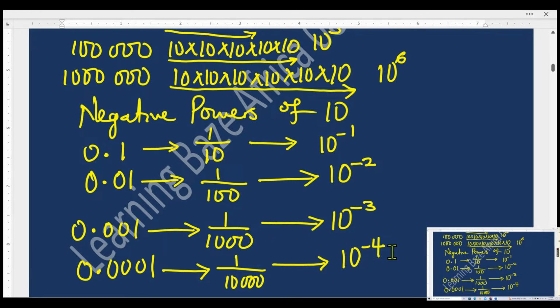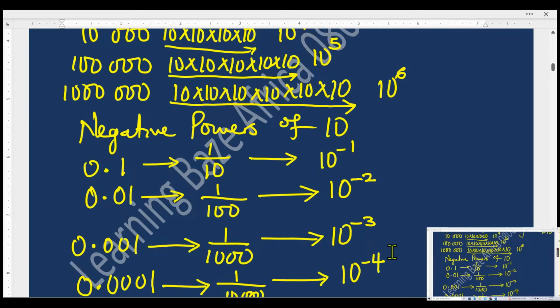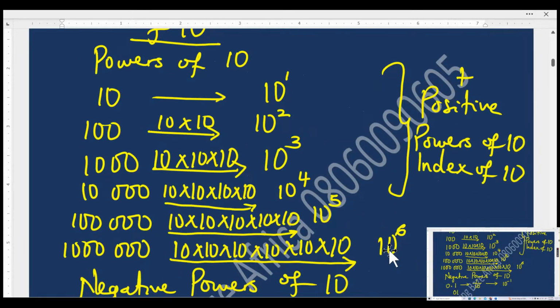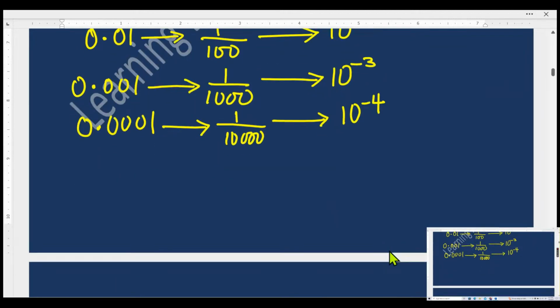Now, having learned our positive and negative powers of 10, let's dive into the real topic, which is dividing decimals by powers of 10. It's very simple, very easy. You will like it. So now let's look at some examples on dividing decimals by powers of 10. Now, decimals are numbers that have the decimal point. They are fractions.